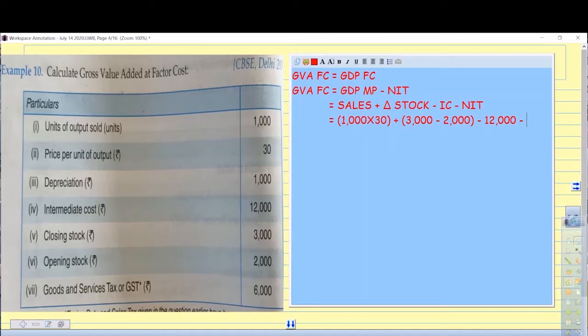NIT is net indirect taxes, is the difference between indirect taxes and subsidy. So indirect taxes is given as 6,000. Then subsidy, the amount is not given, so we will put it as 0. I will close the bracket.